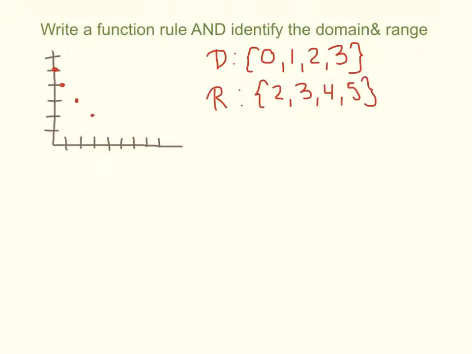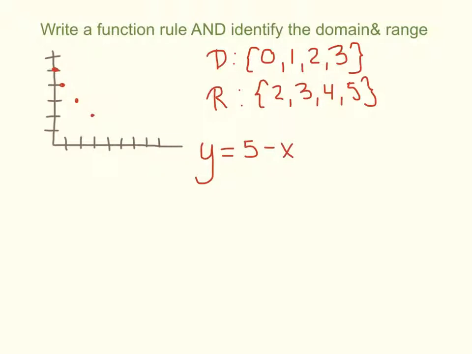Now I want to look at this and say, okay, what's my function rule? What am I doing to the x's to get these values for y? So let's see, it looks like my line is decreasing, which means I know that I'm going to be subtracting or dividing in some way. If x is 0, then y is 5. If x is 1, then y is 4. So my function rule for this one is going to be y equals 5 minus x.